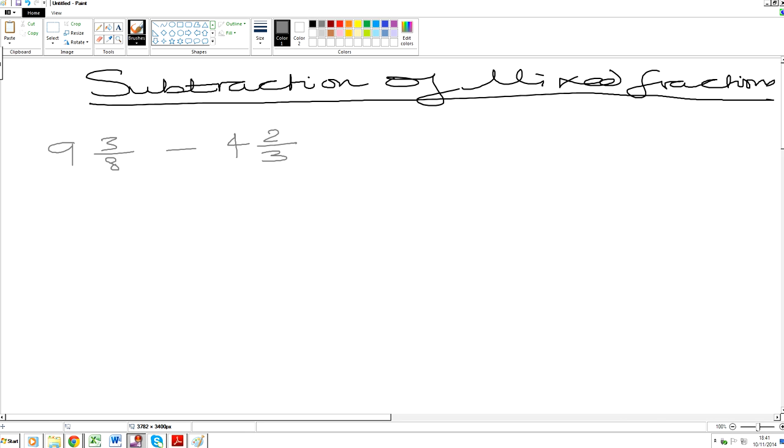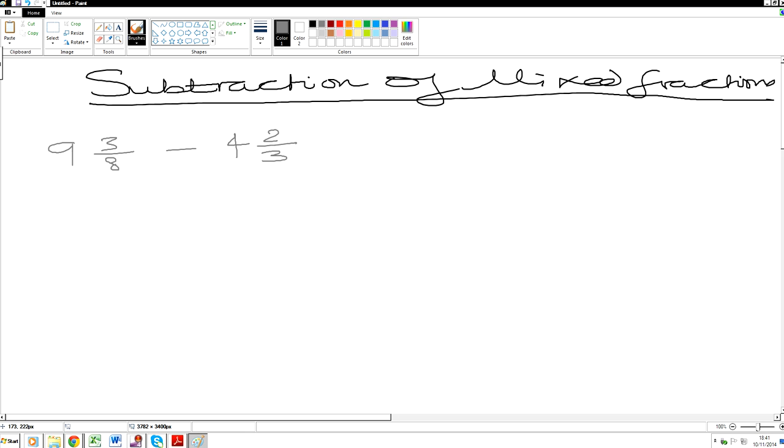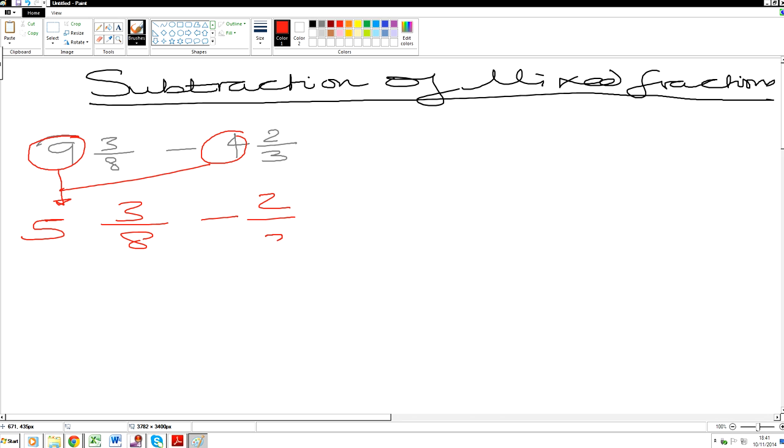So, using the same technique that we've learned in addition, we get the whole number part, which is here. So we say 9 take away 4. 9 take away 4, the answer for that one is 5. The next we're left with 3 eighths, and we have to minus from that 2 thirds. So we minus the whole numbers first, now we're going to minus the fractions. Same technique as addition, same idea.